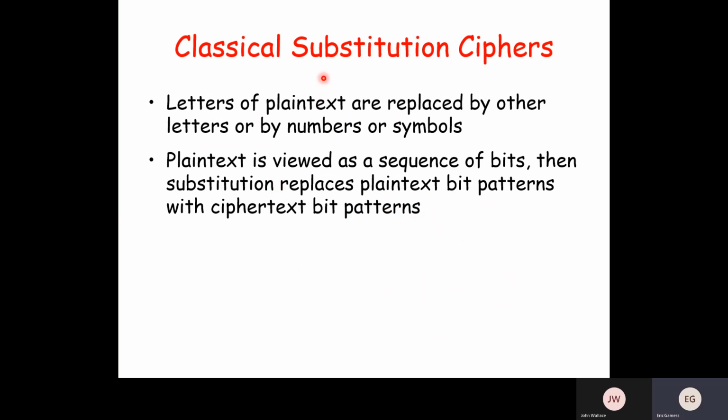Okay, so we are going to talk about the substitution algorithm. So remember, substitution is when I change a character to another character. For example, I change A for a P, B for X. This is called substitution because I substitute a letter for another letter, or a character for another character. Or I substitute a sequence of bits for another sequence of bits.